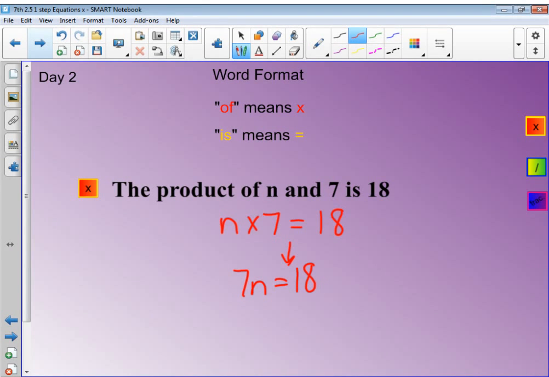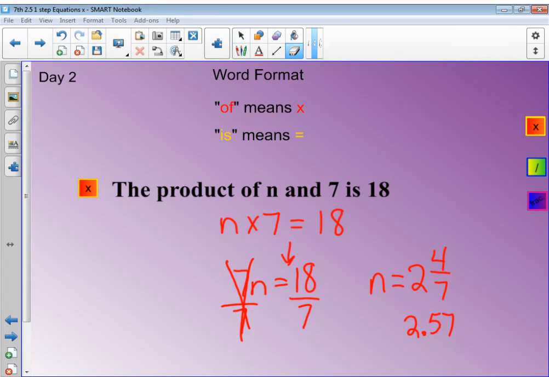Now if I go through and divide it out, divide by 7, divide by 7, that's showing my canceling. So I end up with n equals, 7 would go in there twice, puts me at 14, and I have 4 over 7 left. If you did that as a decimal, 18 divided by 7 would give us 2.5714, so I would just say it's 2.57. Okay? All right, so let's try another one.